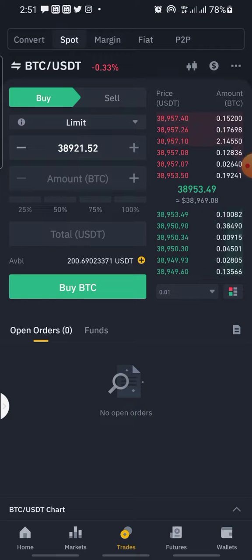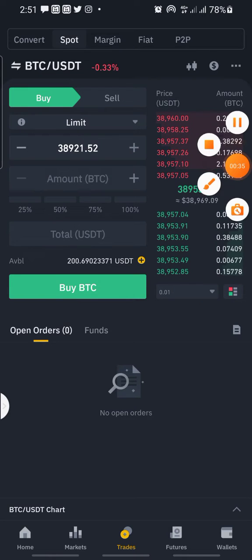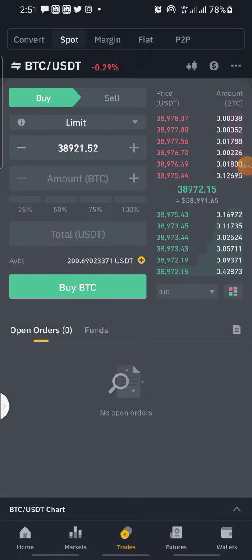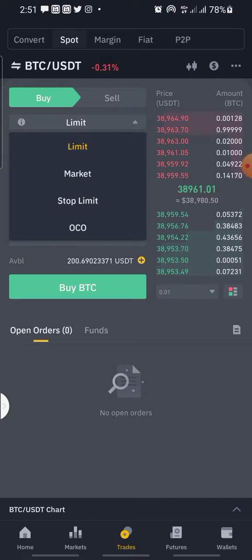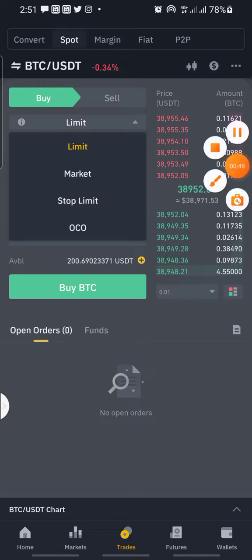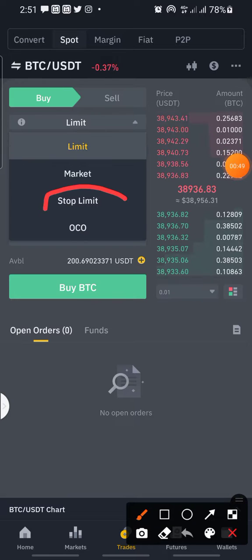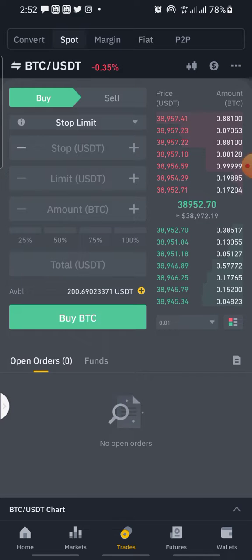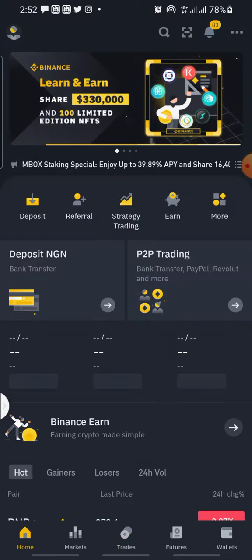The other time I explained limit trading, and I also explained market trading. Today I'm going to explain the remaining two, the stop limit and the OCO. These two are the most important ones you need to understand. So now we'll set it to the stop limit. What is the structure of this stop limit order?